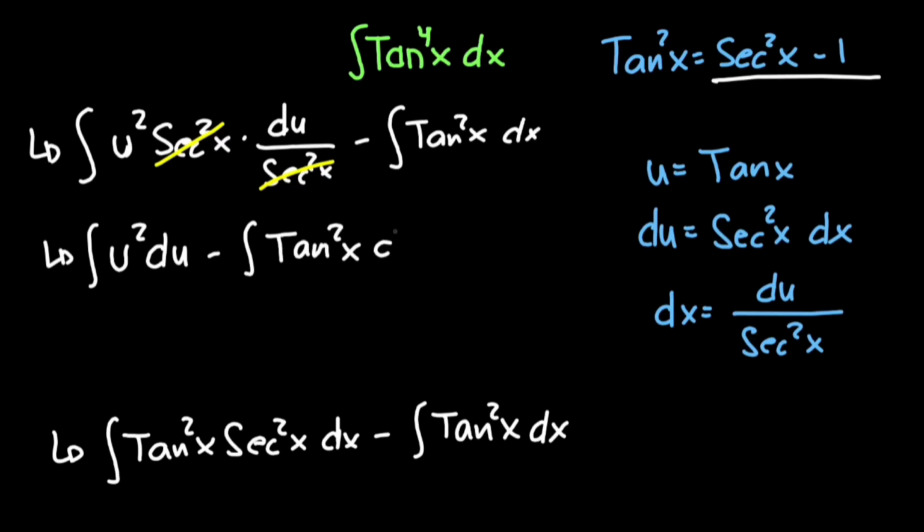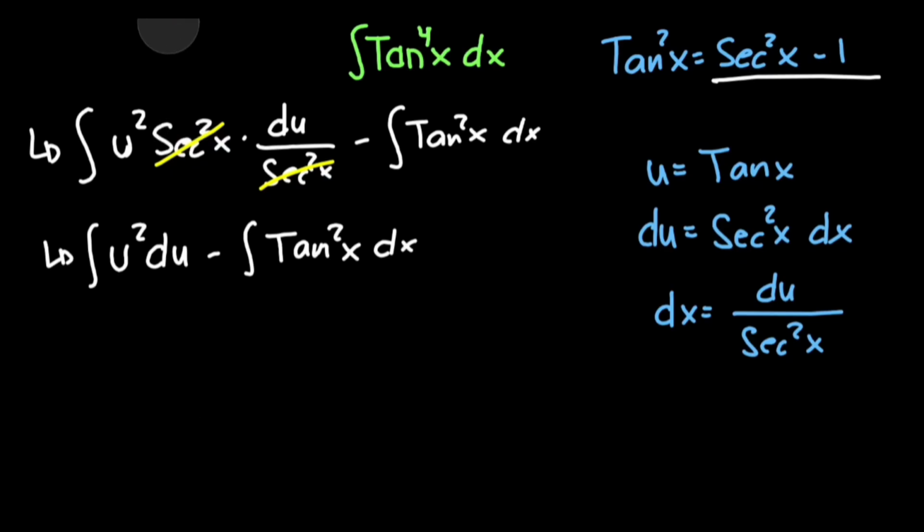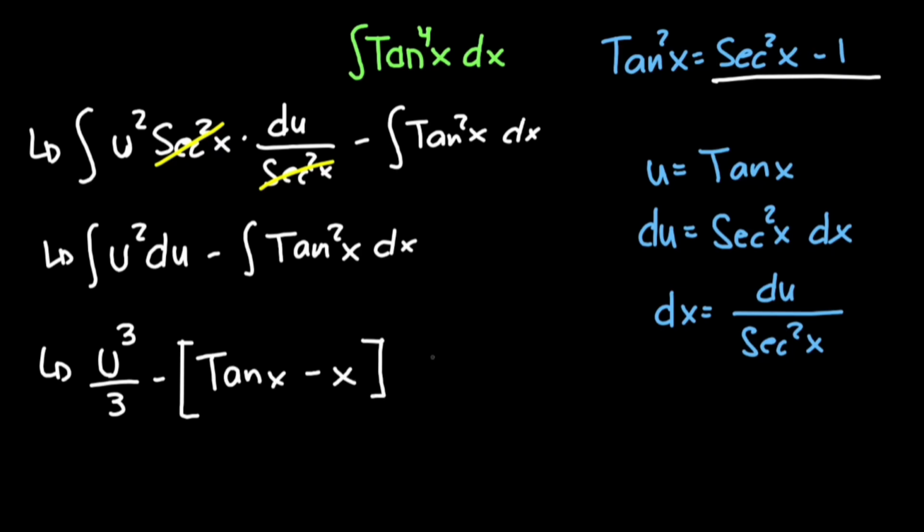So you are left with the integral of u squared du minus integral of tangent squared x. So take the integral of u to the power of 2, which is u to the power of 3 over 3. And take the integral of tangent squared x, which we solved earlier. The answer for this would be equal to positive tangent of x minus x. And don't forget to add the constant of integration.